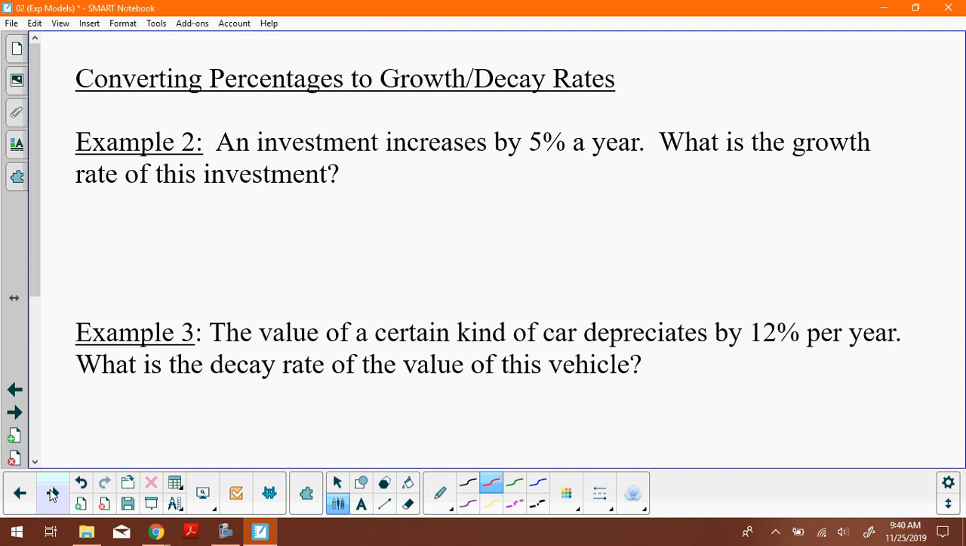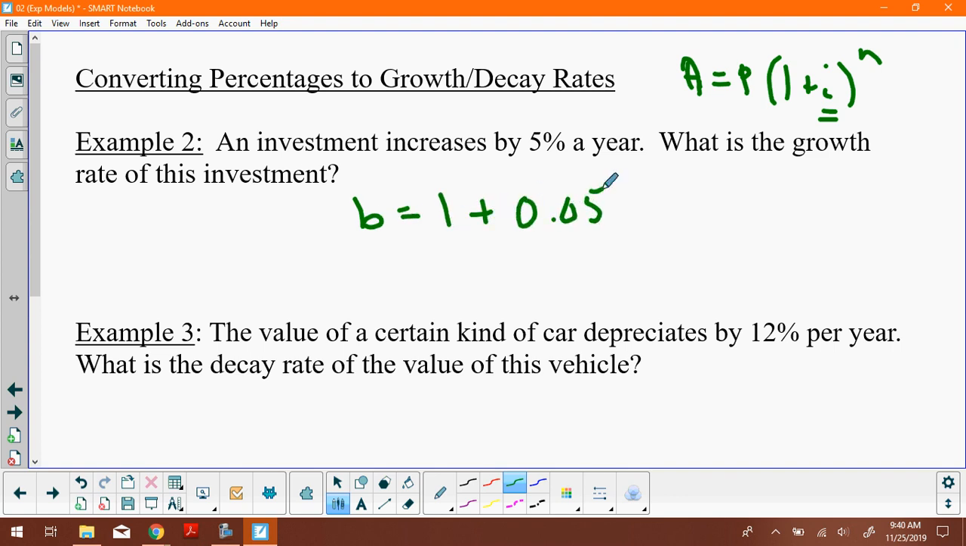So for example 2, an investment increases by 5% per year. What is the growth rate of this investment? If you think of what the compound interest formula looked like from last year, it was A equals P times 1 plus i to the n. The key thing here is i was your interest rate, per compounding period, but it's the same kind of idea here. So if it's increasing by 5%, my b is going to equal 1 plus the 5%. So my b value would be 1.05.